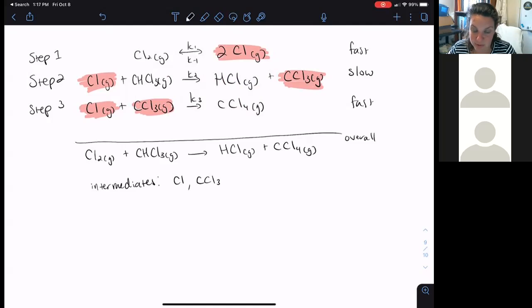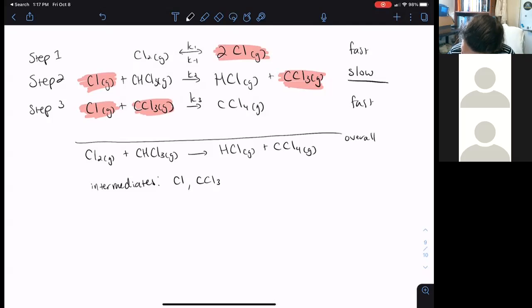And generally our intermediates are going to be things we can't easily draw a Lewis structure for. Like think about Cl. If we drew Cl, it'd look like this. And that is not correct, or that is not a stable molecule. Usually transition states or intermediates are not very stable. Okay, so now we know what our intermediates are. We know our overall reaction. Let's go ahead and start writing our equilibrium for our slow step. Or it's not our equilibrium, sorry. Our rate for our slow step.